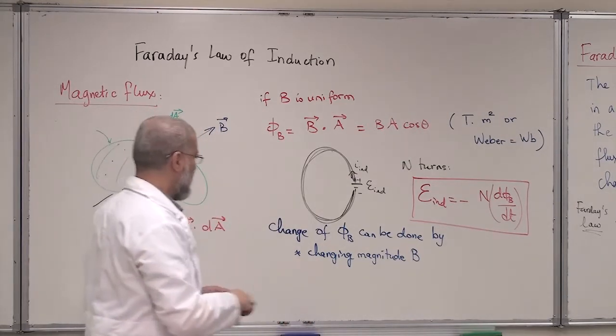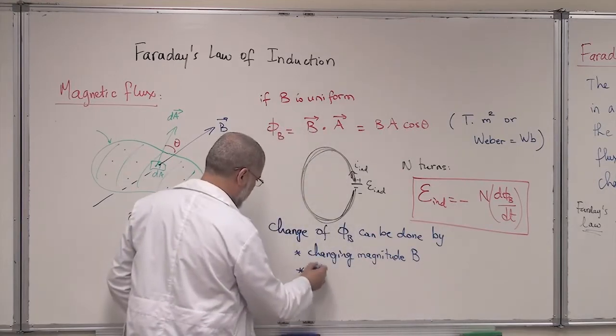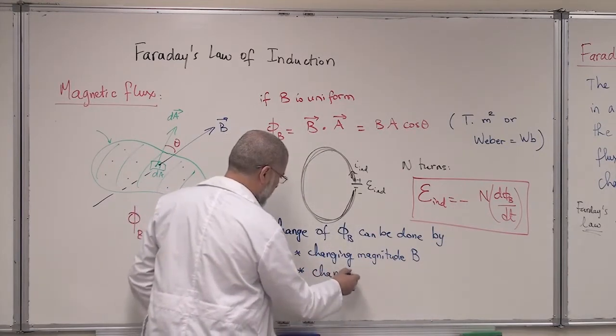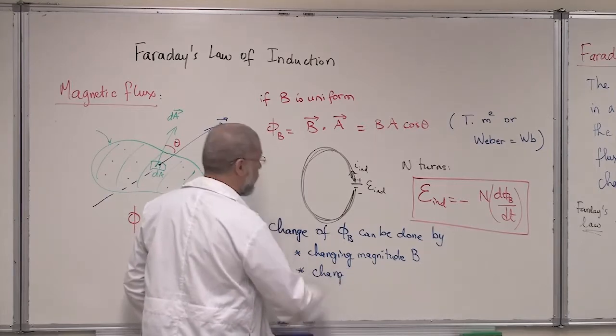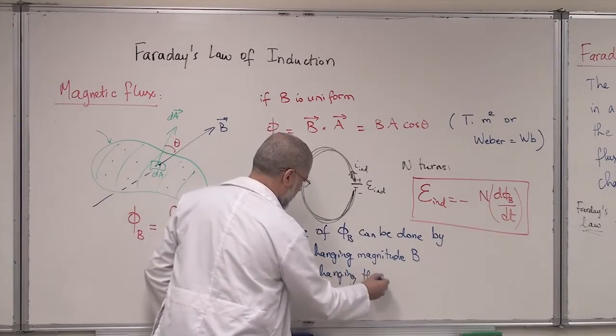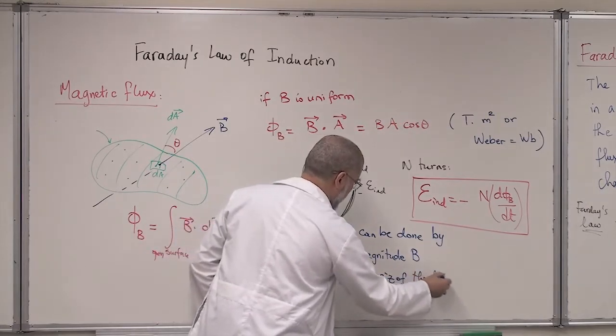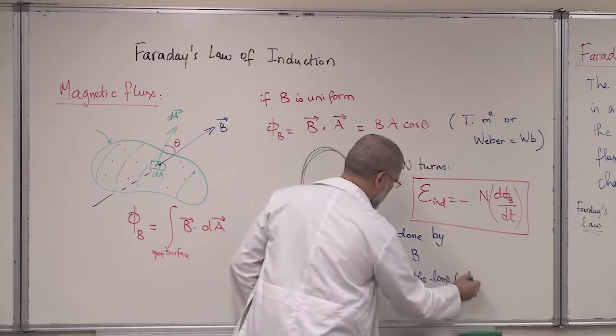He was changing the strength of B, the magnitude of B. Or you can change the size of your loop, by changing the area. This is a change in area.